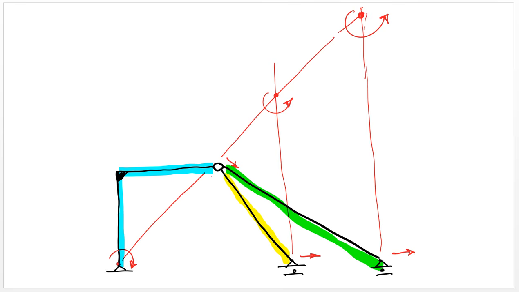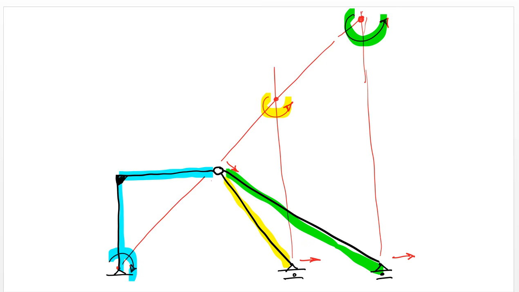So basically that's the mechanism in which that structure would tend to move. Right? This being the center of rotation of yellow, this being the center of rotation of blue, and this being the center of rotation for green.